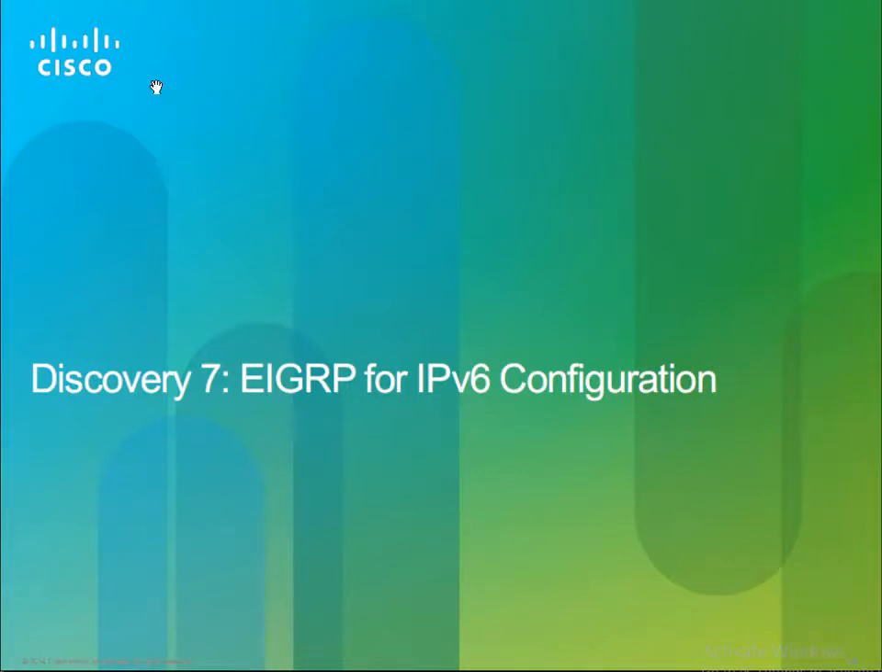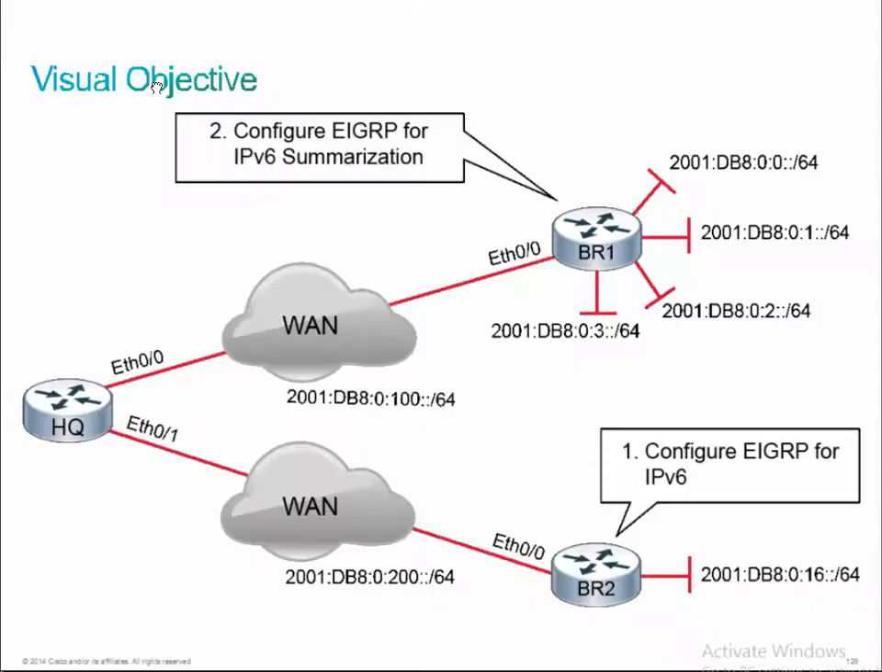I've already got discovery number 7 loaded, where we're going to go ahead and just simply configure EIGRP for IPv6. It's only a single discovery, so we're going to take a look at a lot of the concepts that we covered throughout the last few modules in IPv4. We're going to look at them in one concise format here under the IPv6 EIGRP discovery section.